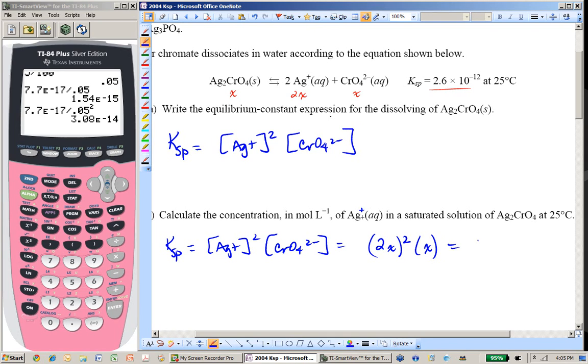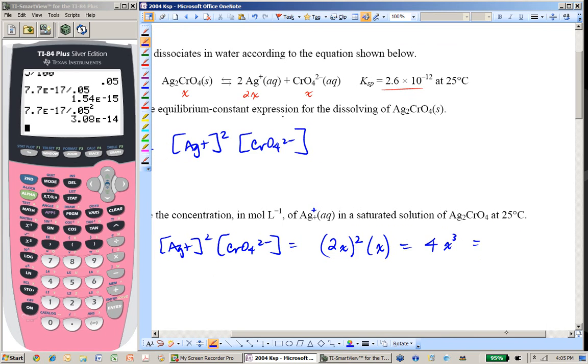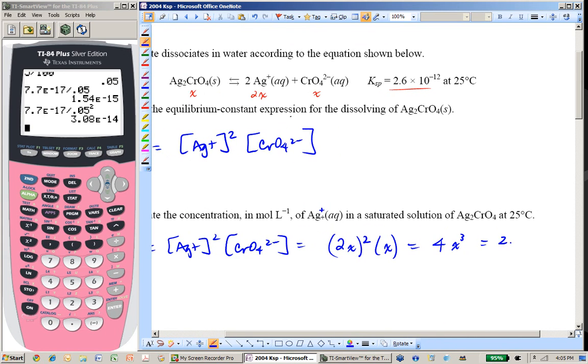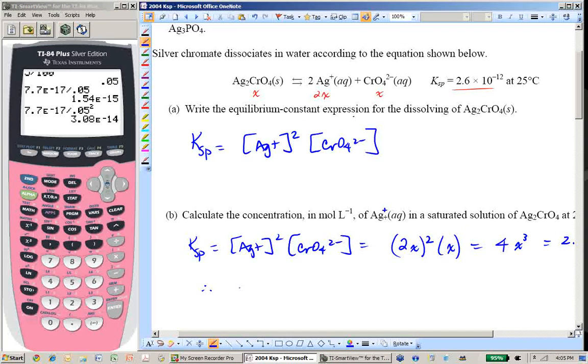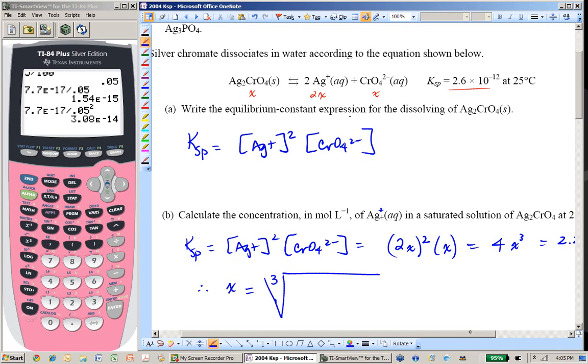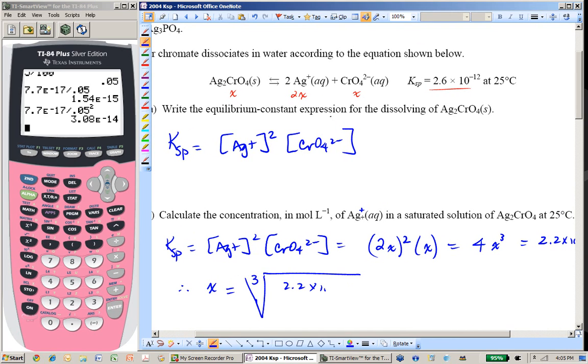So don't forget to square the 2 to get 4. Don't forget to square X to get X squared. Multiply it by another X and you get X cubed. So now your KSP also equals the number 2.6 times 10 to the minus 12 at the top of the page. Therefore, X equals the cube root of 2.2 times 10 to the minus 12 divided by 4 equals.